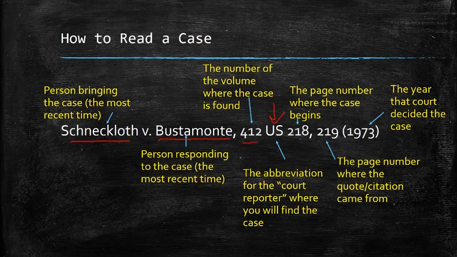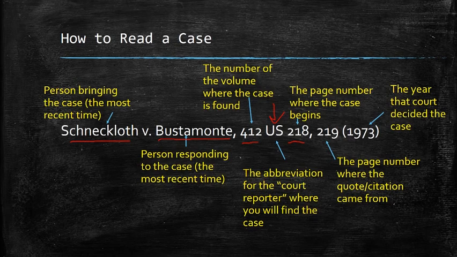The first number tells you which volume. There have been 412 volumes of the United States Reporter as of 1973, and that's where this is found, in the 412th volume. If you turn to page 218, you will see where this case begins. Schneckloth versus Bustamante starts on page 218 of the 412th volume of the United States Reporter.